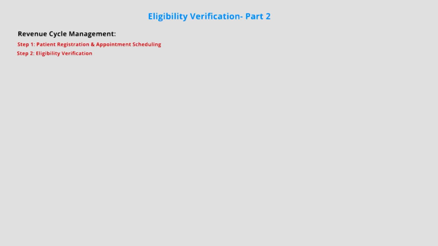Now, in order for us to do eligibility verification over the call with the insurance company, we will need the provider details like NPI, tax ID, and the provider's name or the doctor's name. At the same time, we also need patient details like the member ID or policy number, group number, patient's full name, and date of birth.